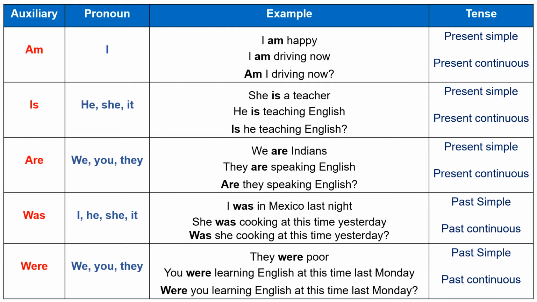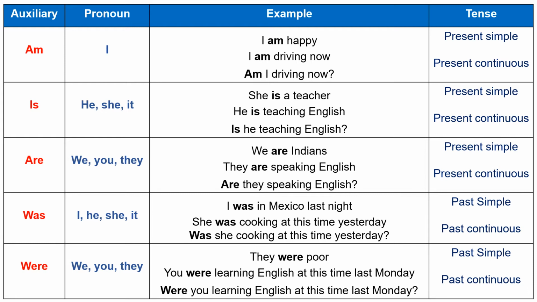Next, was. Was auxiliary verb is used with I, he, she, and it, and with any singular form nouns. Was auxiliary verb is used in past simple and in past continuous tenses. Example: I was in Mexico last night. In this sentence, was has been used as a main verb.